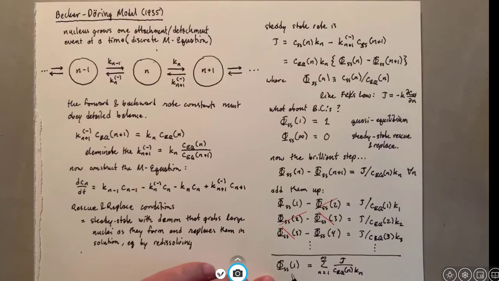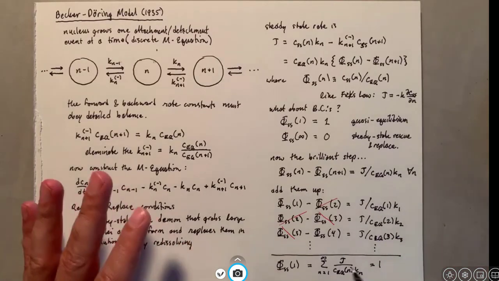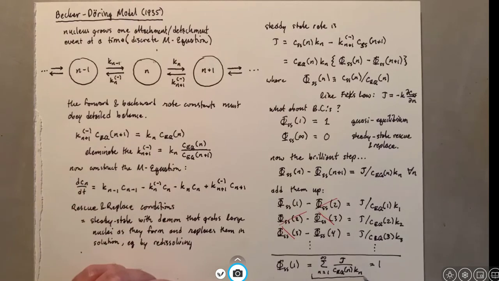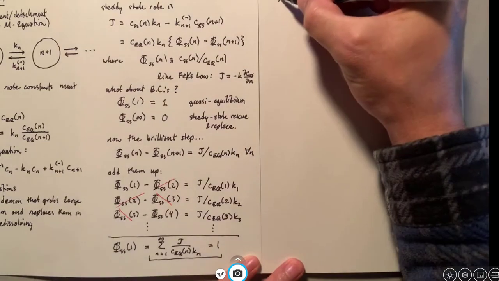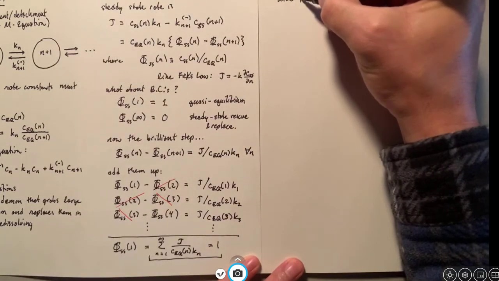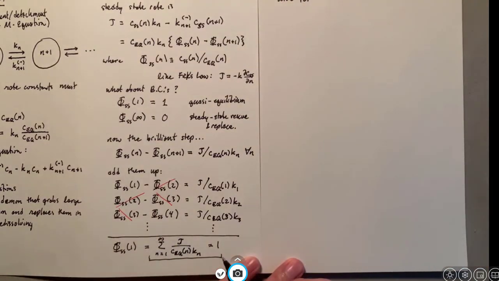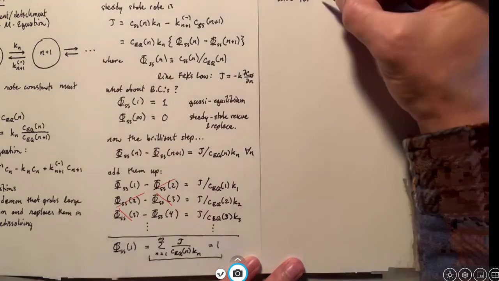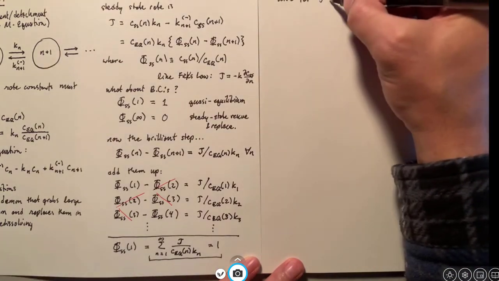Now, I know from my boundary condition that phi SS of 1 was just equal to 1. Okay, and now you see that we have an equation that we can solve for j right here. Okay, and now what we can do is take this equation that we just derived, and we can solve for the nucleation rate.